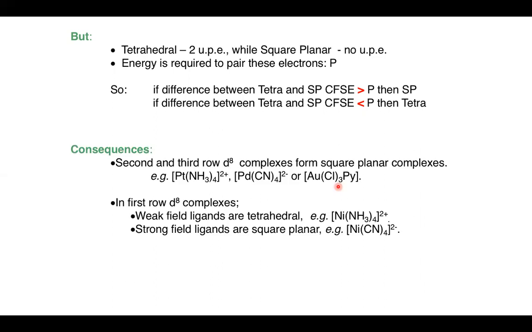tetrahedral results in fewer pairs of electrons. So the consequences here are that for second and third row d8 complexes, they form square planar complexes. And in first row d8 complexes, typically with weak field ligands, they're tetrahedral, but with strong field ligands, they're going to be square planar. So remember that weak field ligands reduce the Δ crystal field splitting energy, whereas strong field ligands increase the Δ.